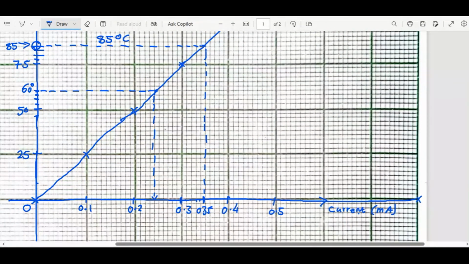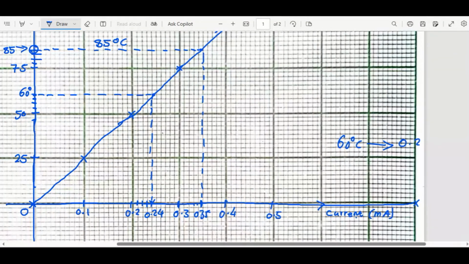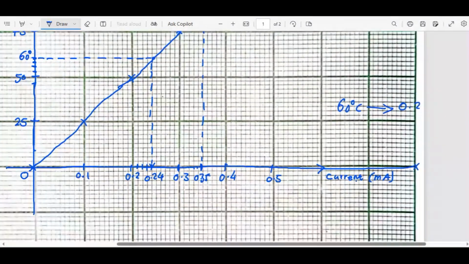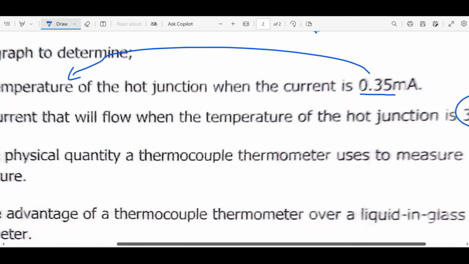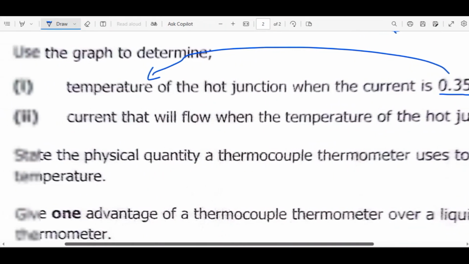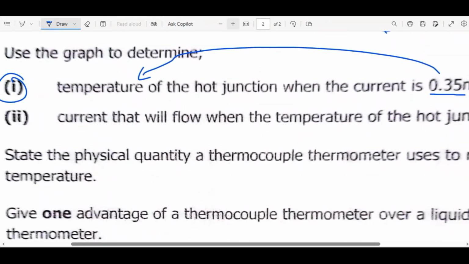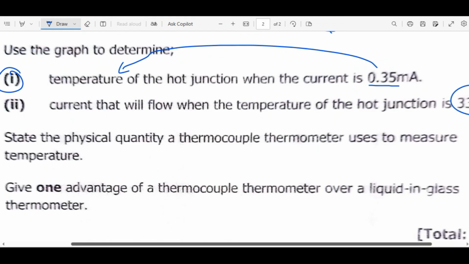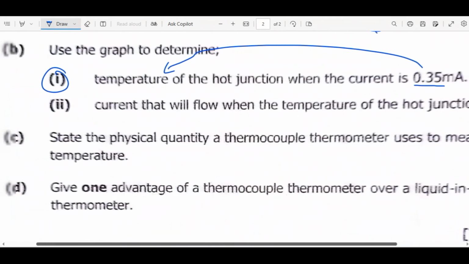So we have 0.2, 0.21, 0.22, 0.23, 0.24. So when the temperature was 60 degrees Celsius, the current was 0.24 milliamps. So that's how you are supposed to answer. Right, so we move on to question C.